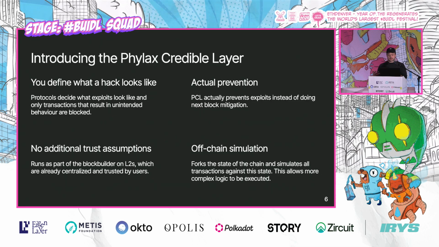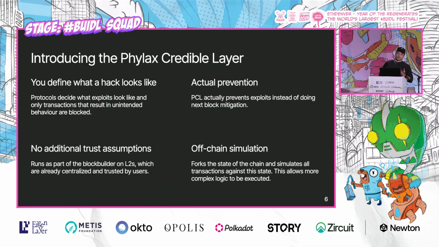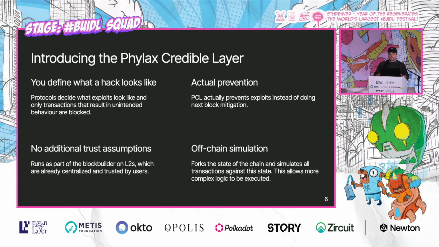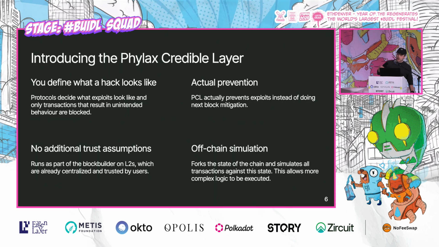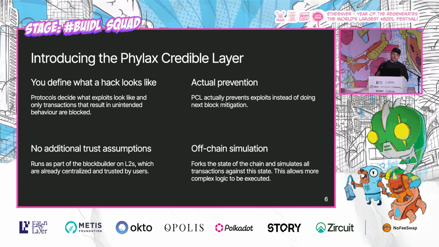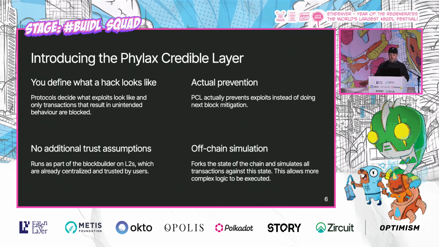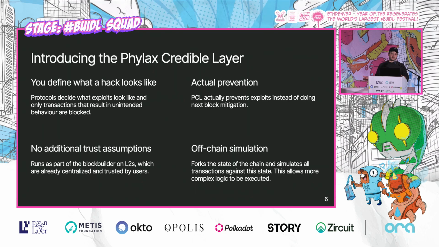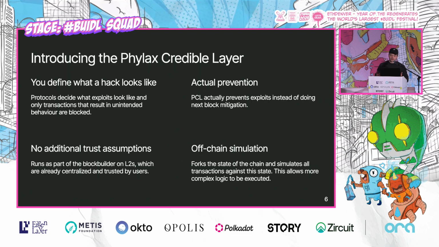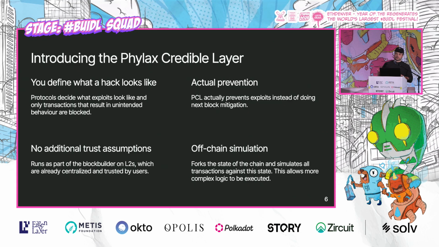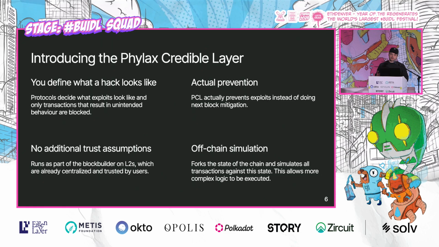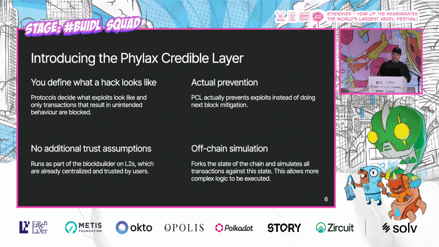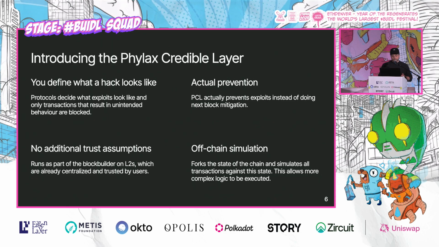And if you get into this state, that would basically mean that you have an invalid state. And what our software will do, it will basically revert or ignore the transaction that would result in this. So we're doing actual hack prevention instead of next block mitigation or whatever we have other projects doing. We don't have any additional trust assumptions in our system, so we're based on L2s, where you already trust the sequencer. So we implement at the base layer with the sequencer as part of the block builder.